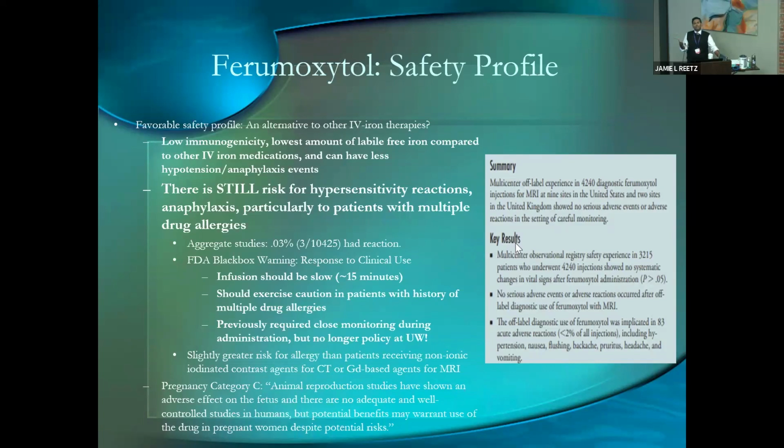However, we've mitigated a lot of these risks. When we do it for radiology imaging, it's a very slow infusion, very slow, with a lot of monitoring. And we've actually started dropping these because it's just been so safe in practice at UW.